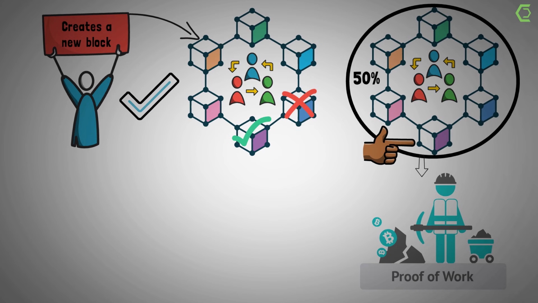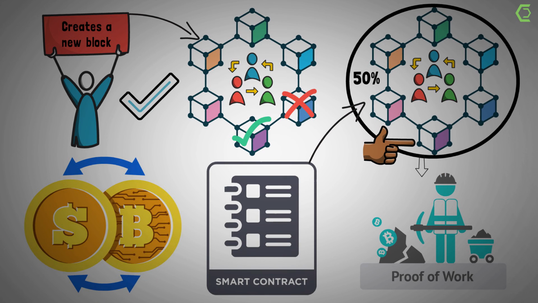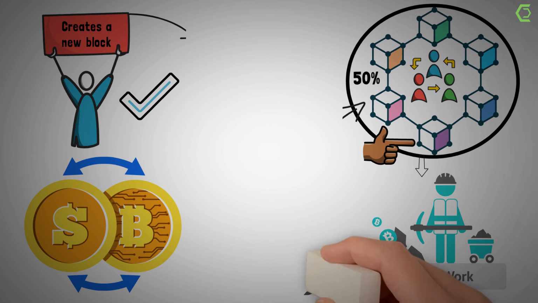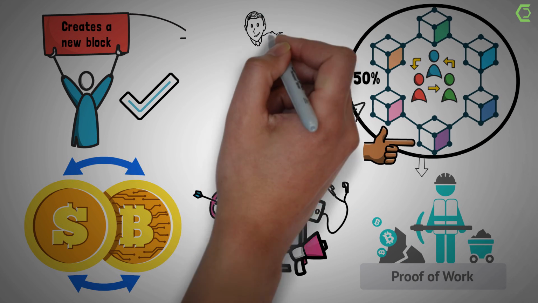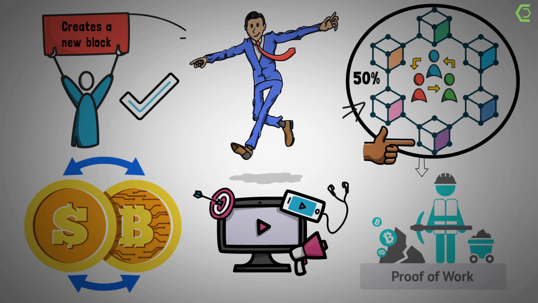Blockchains are also constantly evolving. One of the more recent developments is the creation of smart contracts. These contracts are simple programs that are stored on the blockchain and can be used to automatically exchange coins based on certain conditions. But that's a topic for another video. So now you know what a blockchain is, how it works on a basic level, and what problems it solves.